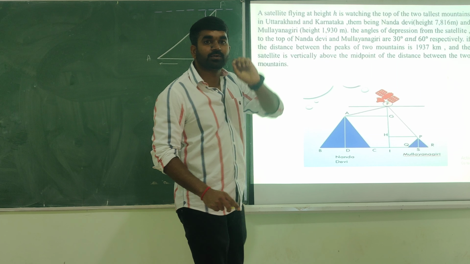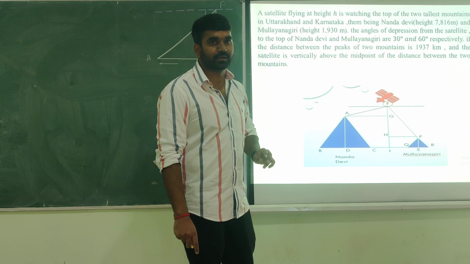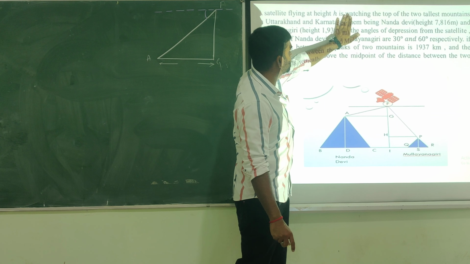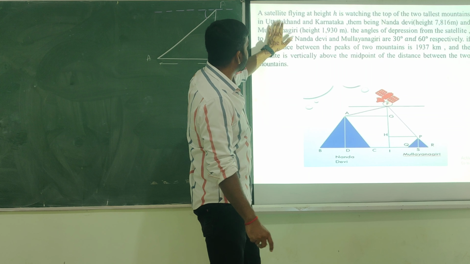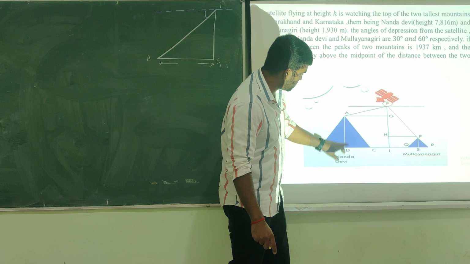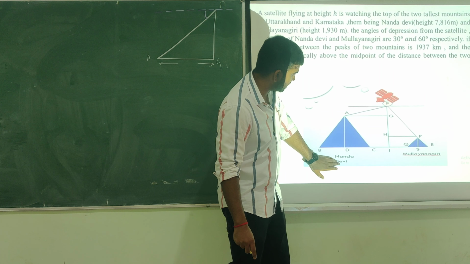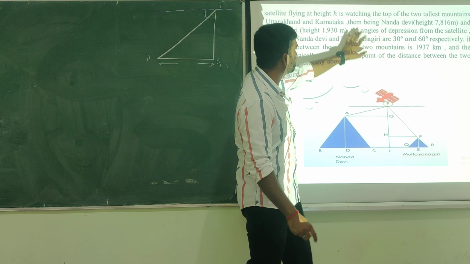Here we have a beautiful question based on the chapter heights and distances, that is, application of trigonometry. A satellite is flying at a height h, watching the top of the two tallest mountains in Uttarakhand and Karnataka. So this is the satellite, and this is the tallest mountain in Uttarakhand, that is Nanda Devi. This is the tallest mountain in Karnataka, that is Mullayanagiri.